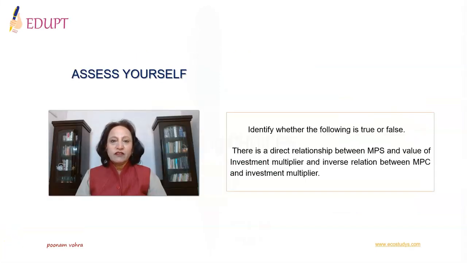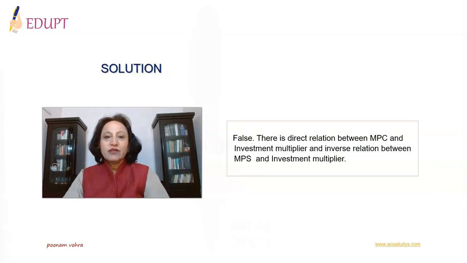Now assess yourself. A statement is given here. You need to identify whether the statement is true or false. There exists direct relationship between marginal propensity to save and investment multiplier, whereas an inverse relationship between marginal propensity to consume and investment multiplier. Please check your answer. It's a false statement.